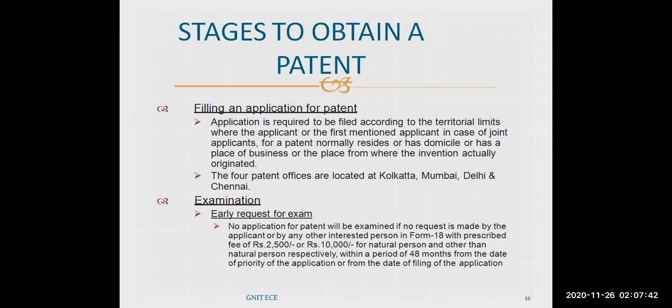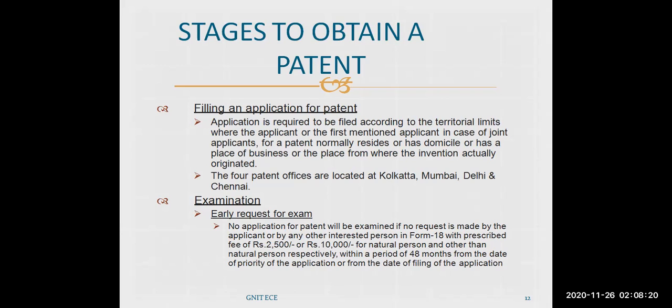So, stages to obtain a patent, there are different stages. After having this lecture, you will be able to know how to file a patent and what is examination and all that. An application for a patent is required to be filed according to the territorial limits where the applicant, or the first mentioned applicant in case of joint applicants, normally resides and has domicile, has a place of business, or the place from where the invention actually originated.